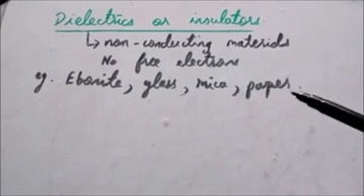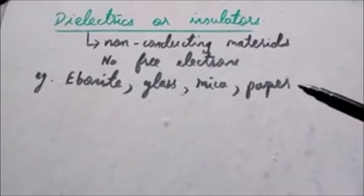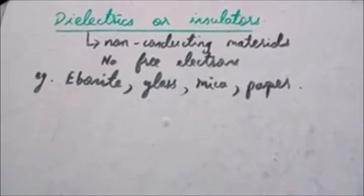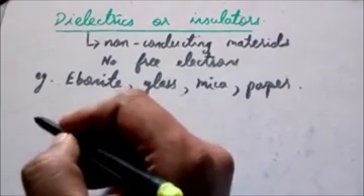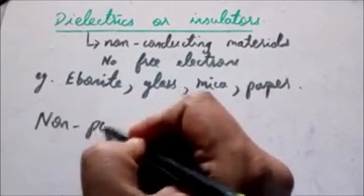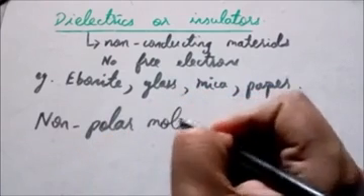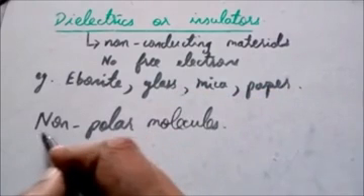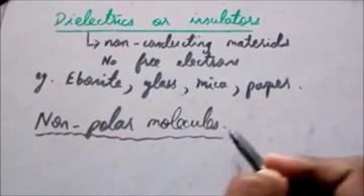Now generally, if you see, when an external electric field is applied to dielectrics, the electrons are not free to move anywhere, but they just get oriented or realigned in a specific way. Dielectrics are of two kinds. They are made of two kinds of molecules. One is polar molecules, the other is non-polar molecules. Let us study non-polar molecules first. This is the first type of dielectrics.